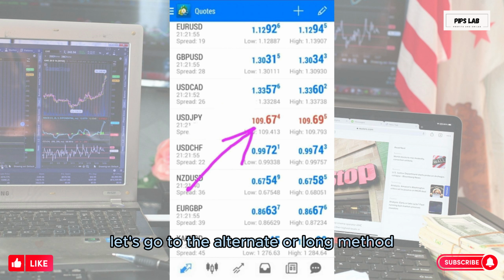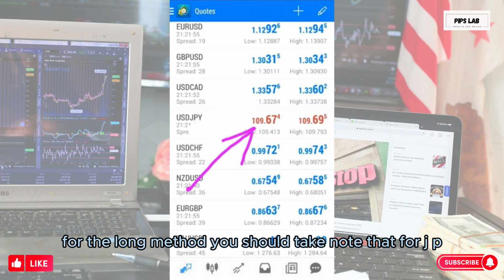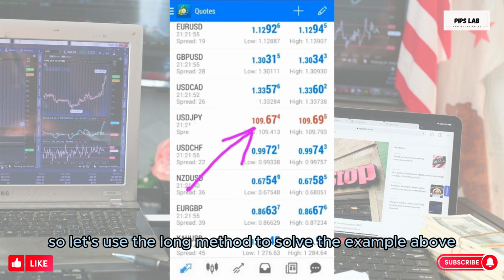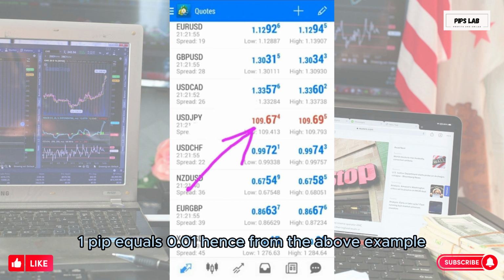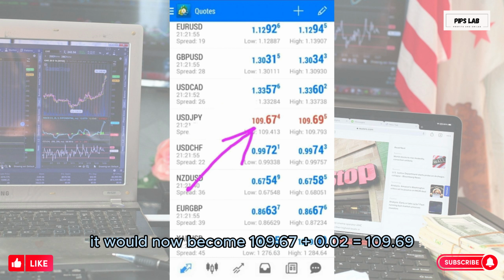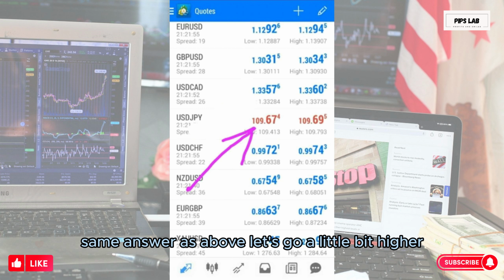Let's go to the alternate or long method. For the long method, you should take note that for JPY pairs, 1 pip is 0.01, no longer 0.0001 like we saw for the other general pairs. So let's use the long method to solve the example above. Remember that for JPY pairs, 1 pip equals 0.01. Hence, from the above example, since it made a move of 2 pips, we have 0.01 by 2, or 0.02. Adding 0.02 to the original figure, it would now become 109.67 plus 0.02, 109.69, same answer as above.